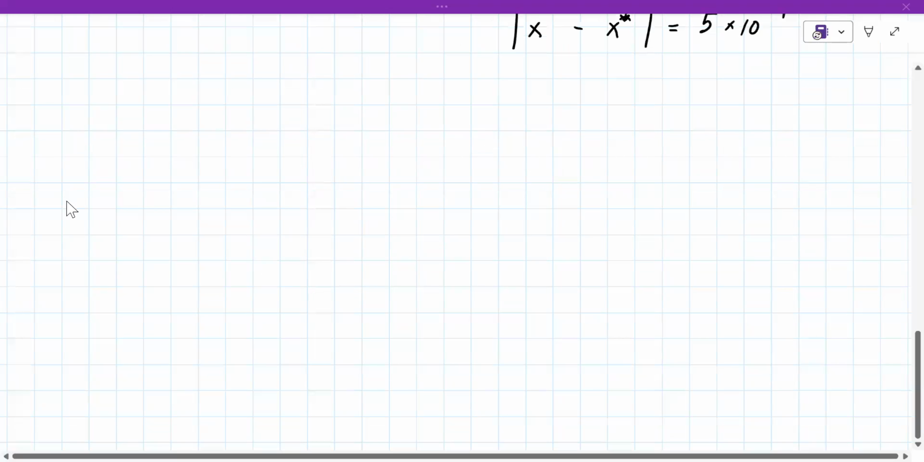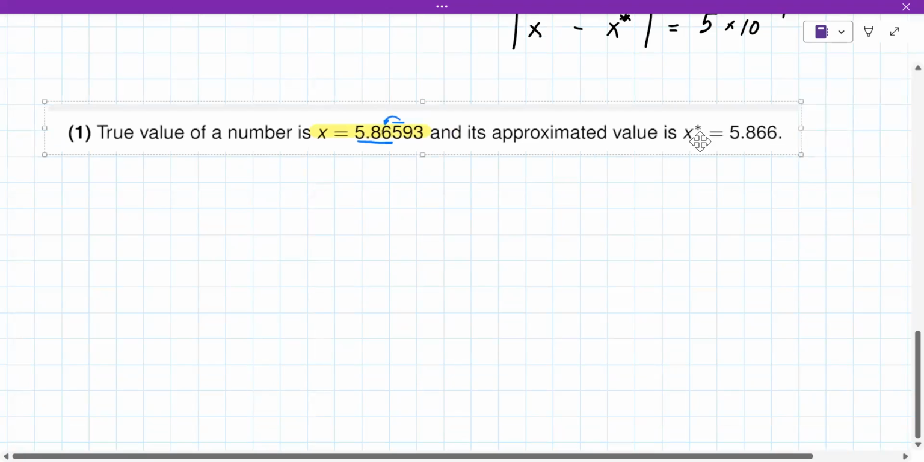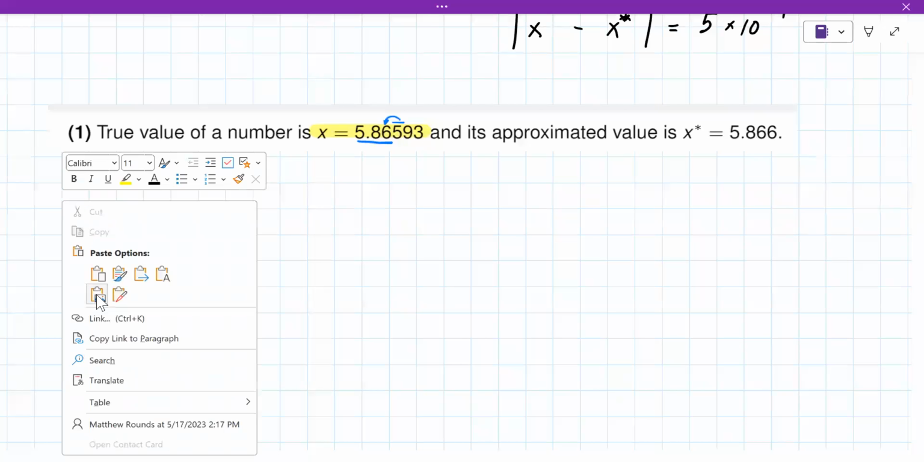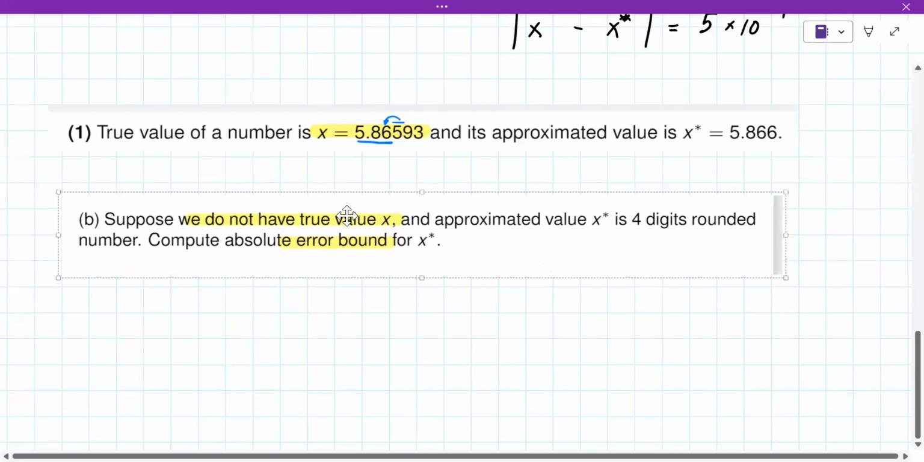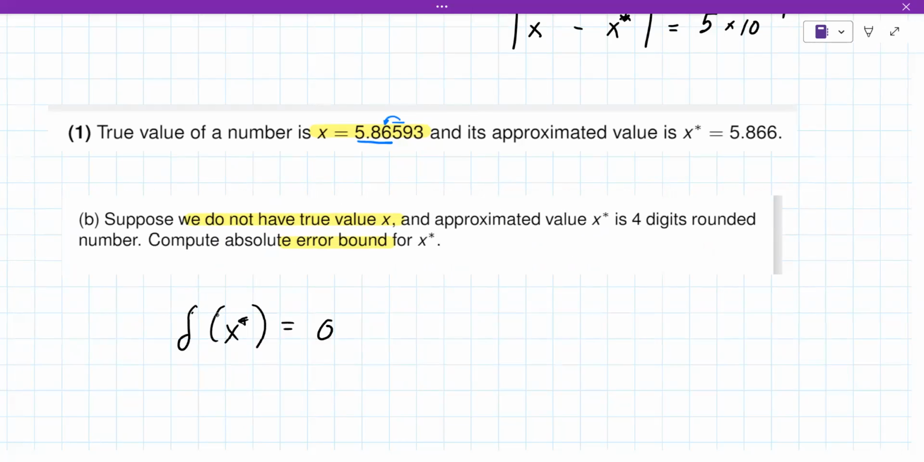So here's your practice problem. They give you the true number 5.86593, and they give you X star 5.866. Okay. And then in part B here, which is kind of what we're doing, they say, suppose we do not have a true value and X star is 4 digits around a number, compute the absolute error bound for X star. So that's what we're doing. Now your instructor uses this notation, delta of X star, and that means it's always 0.5 times 10 E minus K.